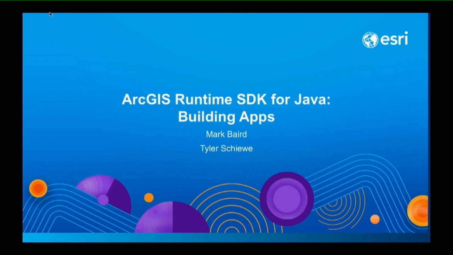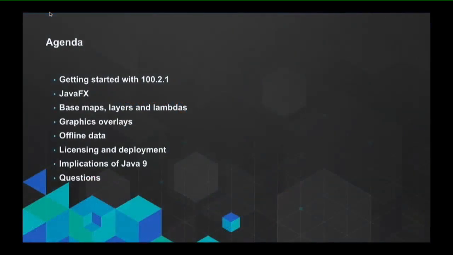So to give you a flavour, what we're going to be doing here is taking you through getting started with the latest version of our SDK, which is 100.2.1. We released that a couple of weeks ago. And we're looking here at writing JavaFX applications. So I'll be taking you through the key classes that you're going to be working with to construct these applications. So here I'm talking about working with maps and layers and graphics overlays, and we'll introduce some of the new Java 8 programming concepts like lambdas and streams as well.